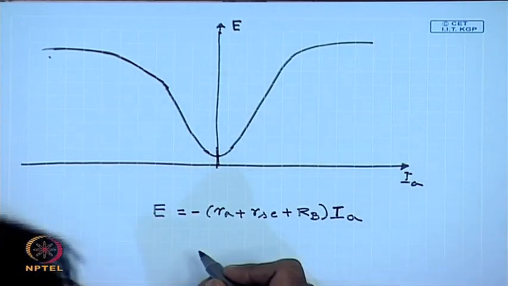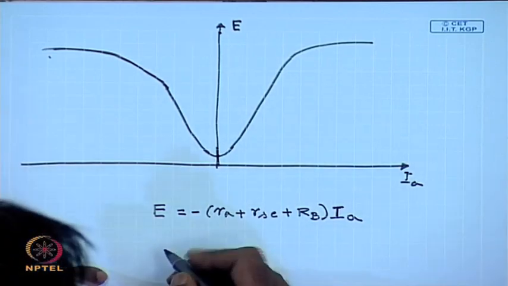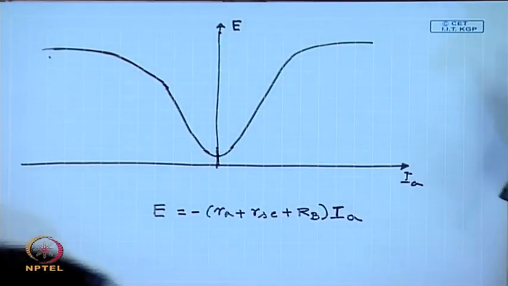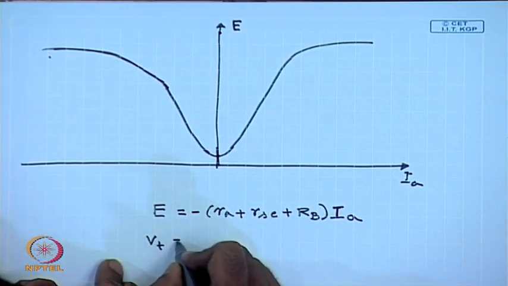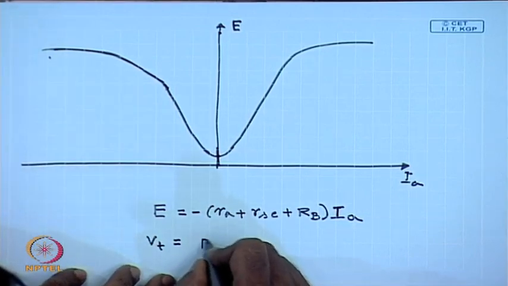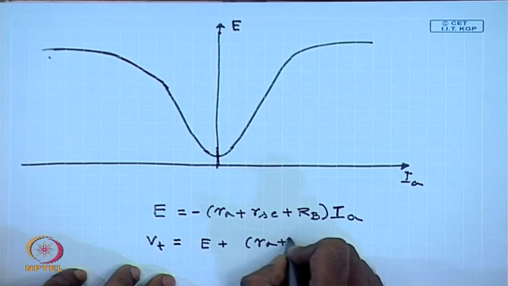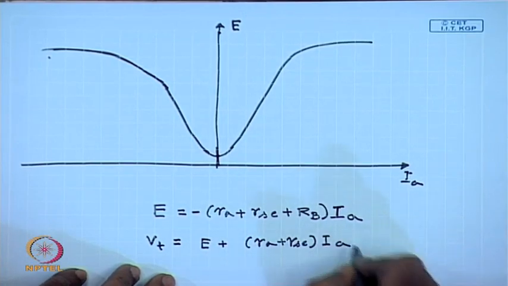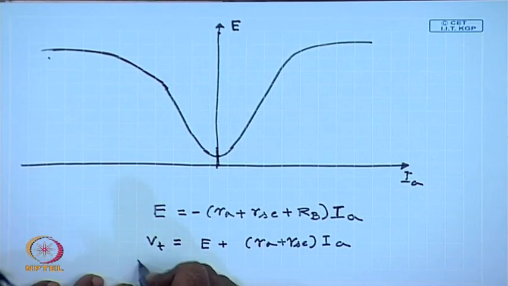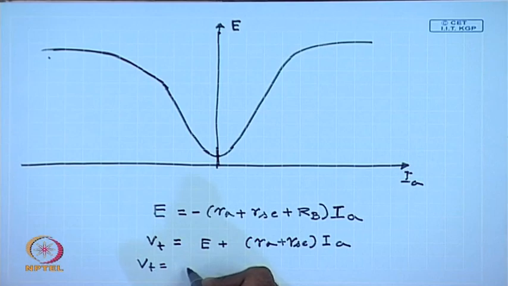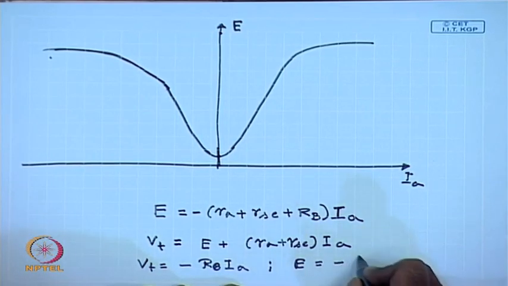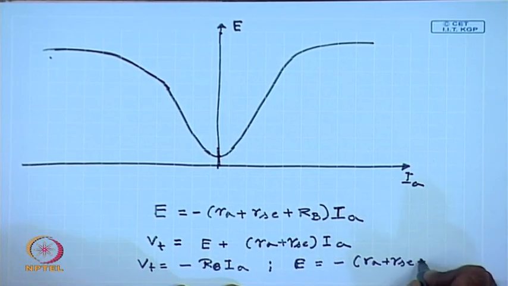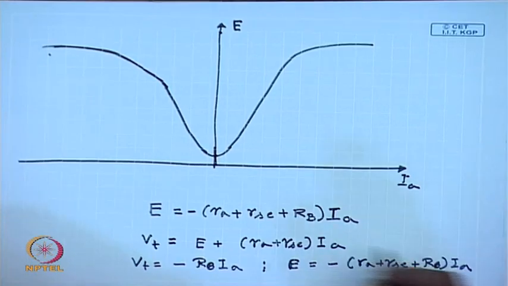Or in other words, if we keep the armature current direction the same, then Vt will still be equal to E plus (R_A plus R_AC) into I_A, but Vt equals minus R_B I_A, hence E equals minus of (R_A plus R_AC plus R_B) into I_A, which is again a straight line.